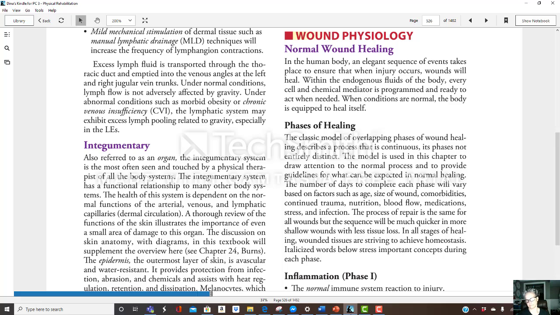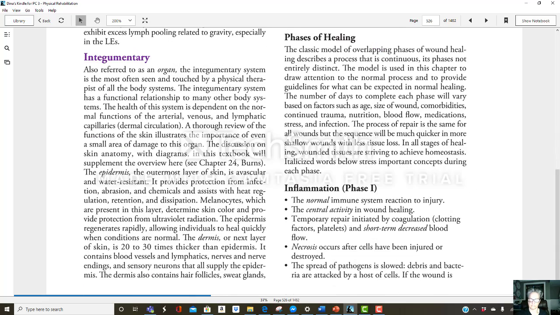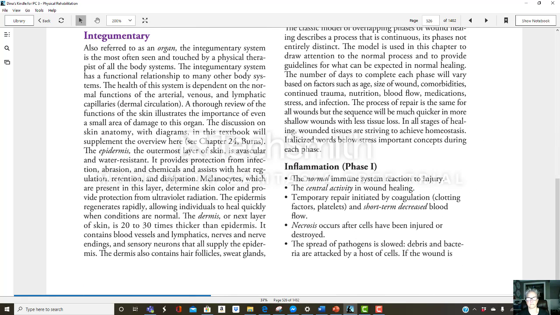The number of days to complete each phase will vary based on factors such as age, size of wound, comorbidities, continued trauma, nutrition, blood flow, medications, stress, and infection. The process of repair is the same for all wounds, but the sequence will be much quicker in more shallow wounds with less tissue loss. In all stages of healing, wounded tissues are striving to achieve homeostasis. Italicized words below stress important concepts during each phase. Inflammation, phase 1. The normal immune system reaction to injury.